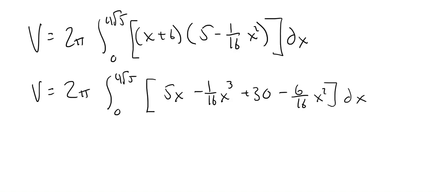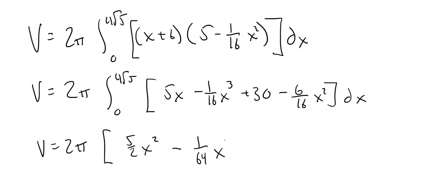Now, we can integrate. So we have the volume is equal to 2 pi. Finding the antiderivative of each term, we're going to have 5 halves x squared minus 1 over 64 x to the 4th plus 30x. And then minus 6/16 times a 1/3 is going to be minus 1/8 x squared. All of that being evaluated from 0 to 4 radical 5.